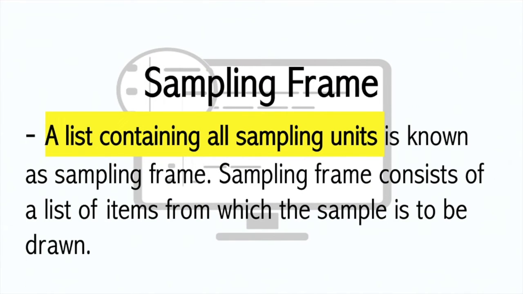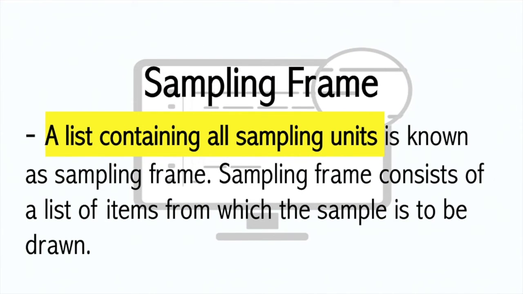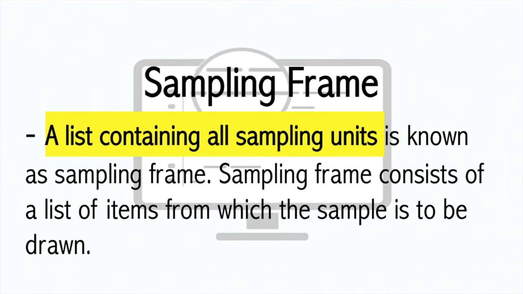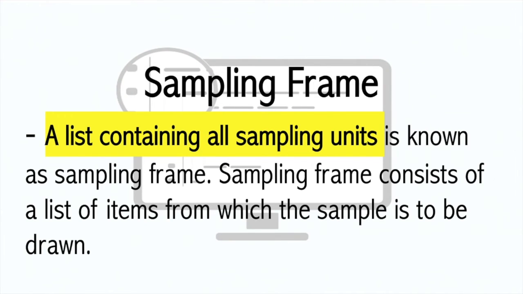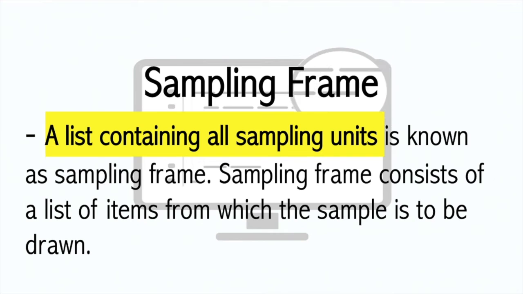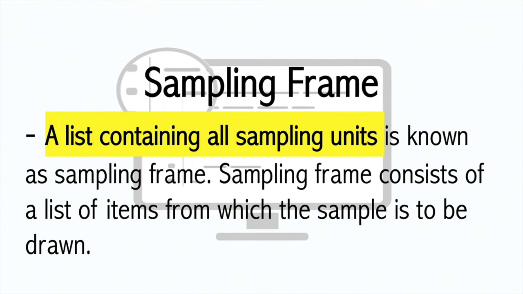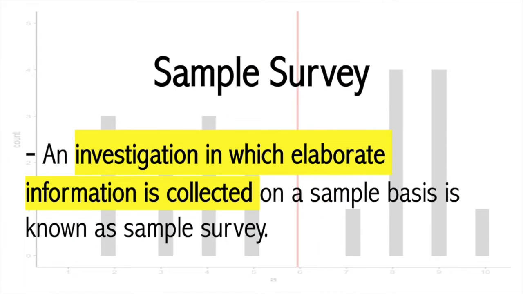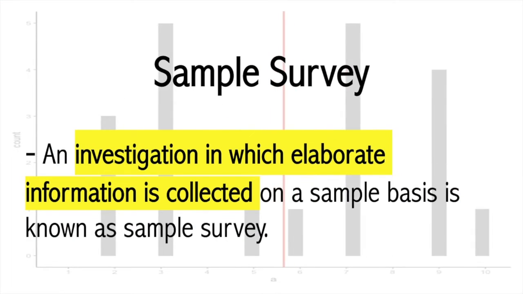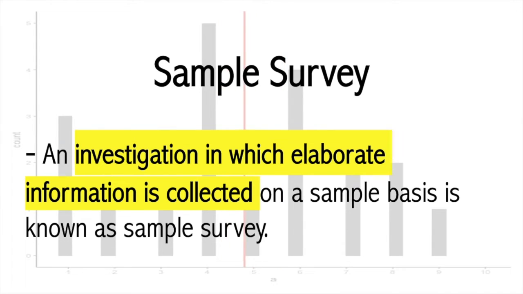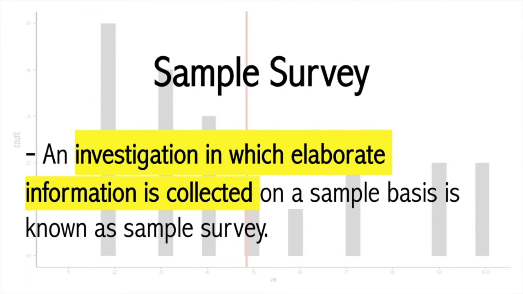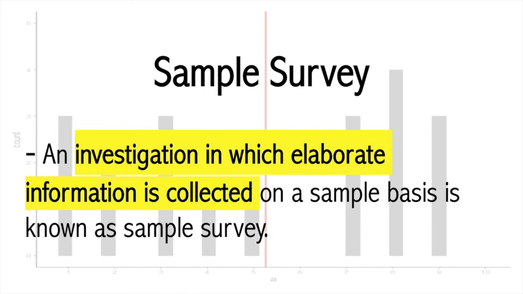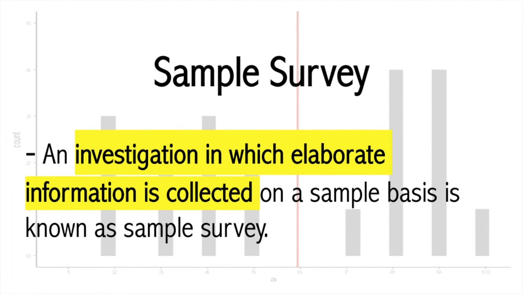Sampling frame. Sampling frame is a list containing all sampling units. Sampling frame consists of a list of items from which the sample is to be drawn. Sample survey. An investigation in which elaborate information is collected on a sample basis is known as sample survey.